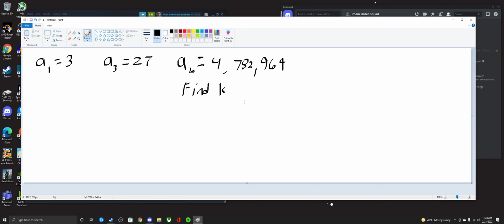This type of question is a little harder, because usually to find the ratio you look at two consecutive terms. You divide two consecutive terms. But in this case, we don't have two consecutive terms. We have the first term and the third term, so we can't just divide 27 by 3 and expect that to be our ratio. Not only that, we know the number, but we don't know which term. We're trying to find which position in the index this number is at.